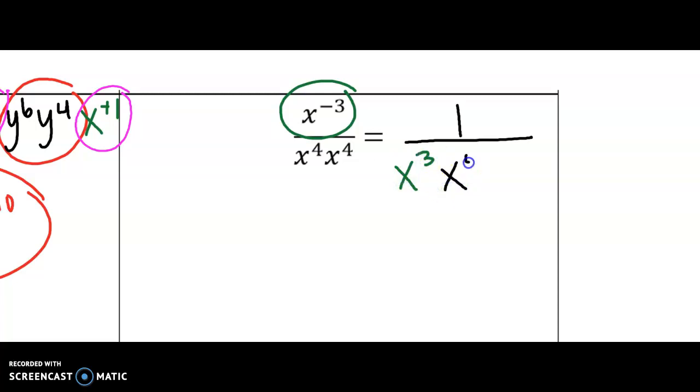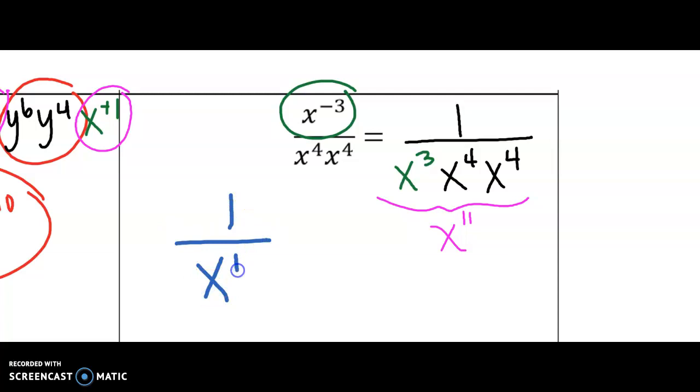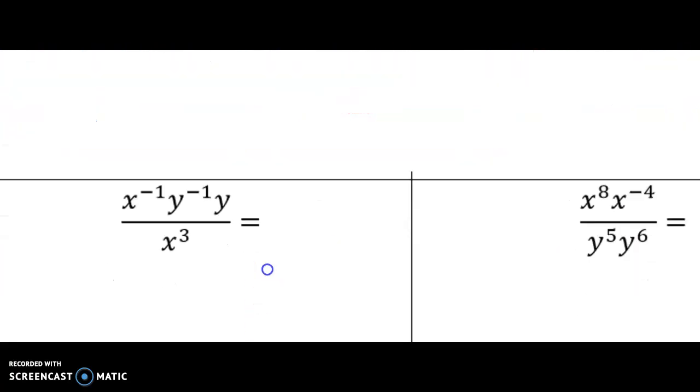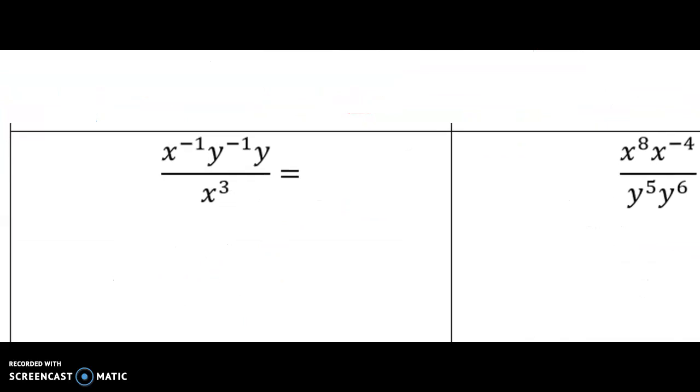And then I have x to the 4th, x to the 4th. And I can simplify that because these are all common bases. I have 3 plus 4 plus 4. So really I have x to the 11th. So my final answer is 1 over x to the 11th. Okay, and again, we're starting to combine all the skills that we've learned. Let's go ahead and try one more or a couple more. Ooh, this one has multiple negatives, and you're going to have them in the numerator and in the denominator.